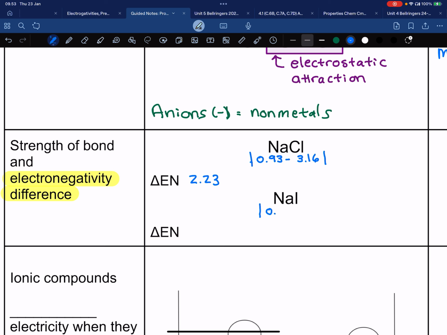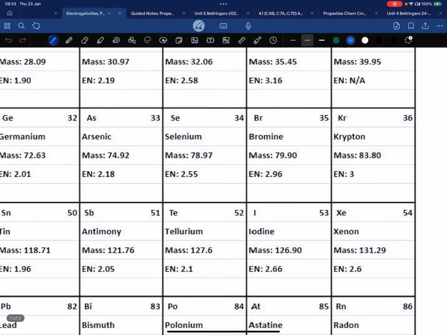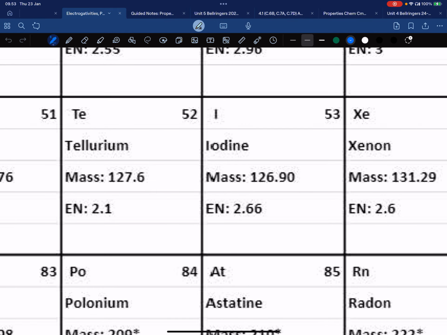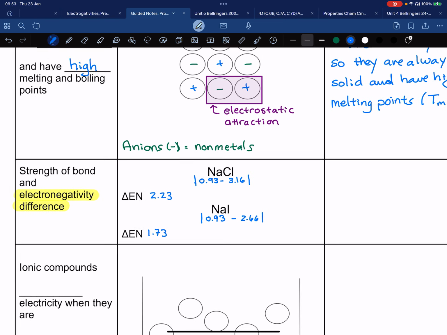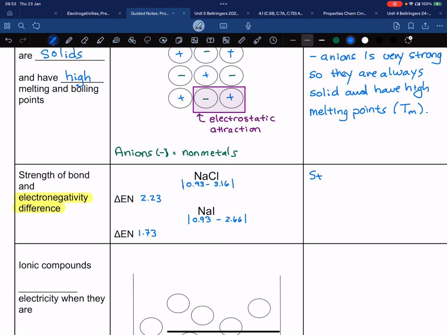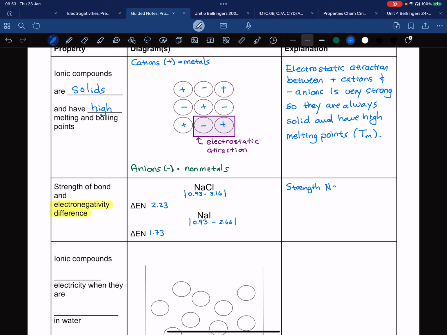Okay? So then I do the same thing for sodium iodide. Well, clearly it's still sodium, right? So 0.93, but I need to look up iodine. Well, the iodine electronegativity is 2.66. I do that difference, 2.66 minus 0.93, and I get 1.73. So the strength of the sodium chloride bond is greater than the strength of the sodium iodide bond.